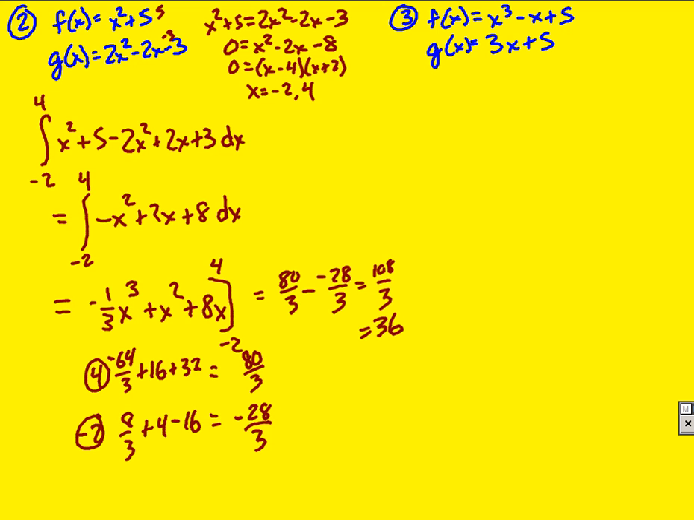All right, for this one, same idea. x cubed minus x plus 5 must equal 3x plus 5. That means x cubed minus 4x must equal 0. My 5s will cancel out.